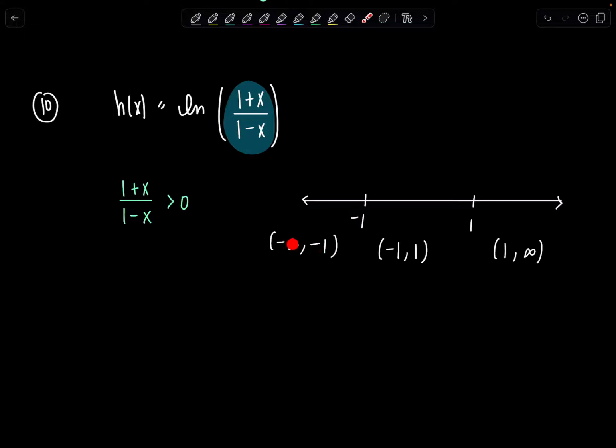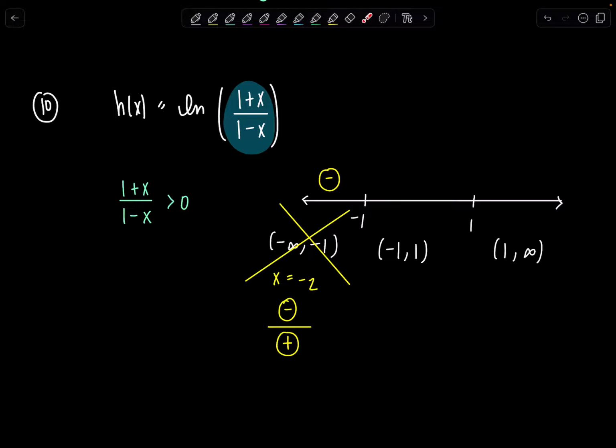For example, pick somebody between -infinity and -1. How about -2? So if I substitute in -2 for x, in the numerator, 1 plus -2, that's negative. If I substitute in -2 for x in the denominator, 1 minus -2, that would be positive. A negative divided by a positive gives me something that's negative. Well, are negative numbers greater than 0? No, they are not. So then that means this interval is not part of the domain. Good. Now let's repeat the process.